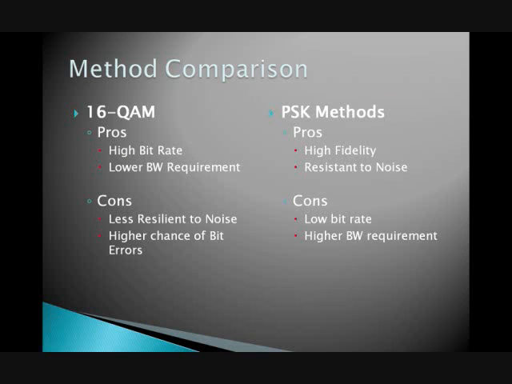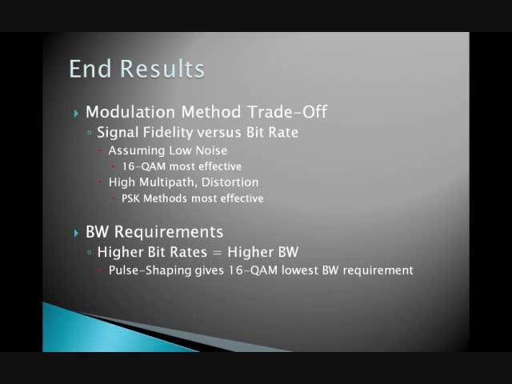When comparing the various methods, we can see the 16QAM method has a very high bit rate. Using pulse shaping, it also has a lower bandwidth requirement. On the downside, it has very low resilience to noise and a higher chance of bit errors. The PSK methods have high signal fidelity, very resistant to noise, but they are lower bit rates and higher bandwidth requirements. These experiments serve to further reiterate the trade-off that must be made between signal fidelity and bit rate.